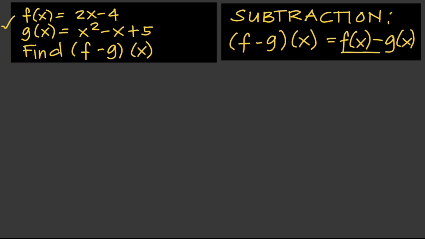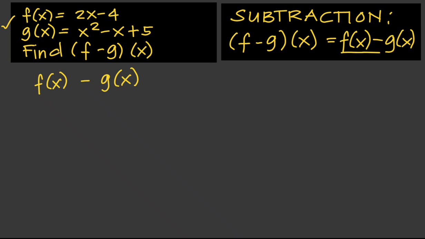Okay, let's try solving this example here. We're given f of x equals 2x minus 4 and g of x is equal to x squared minus x plus 5. Then we find f minus g of x. We understand that f minus g of x is just equal to f of x minus g of x. So we just simply subtract f of x minus g of x.